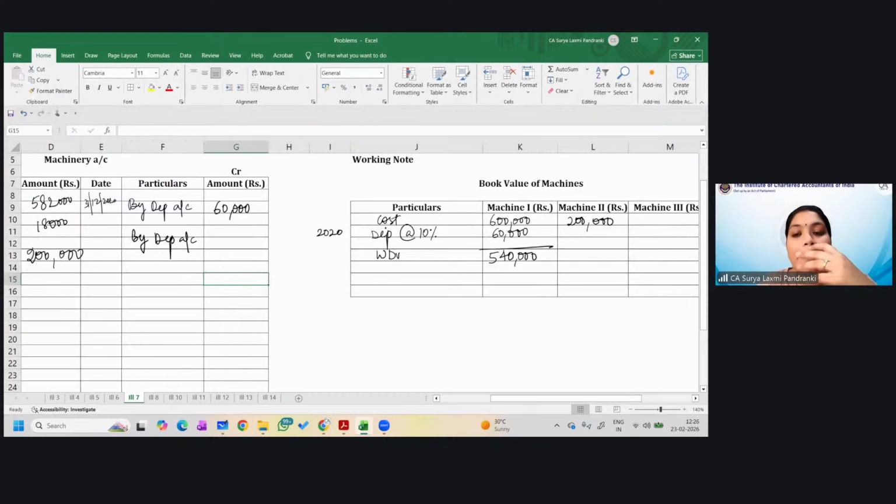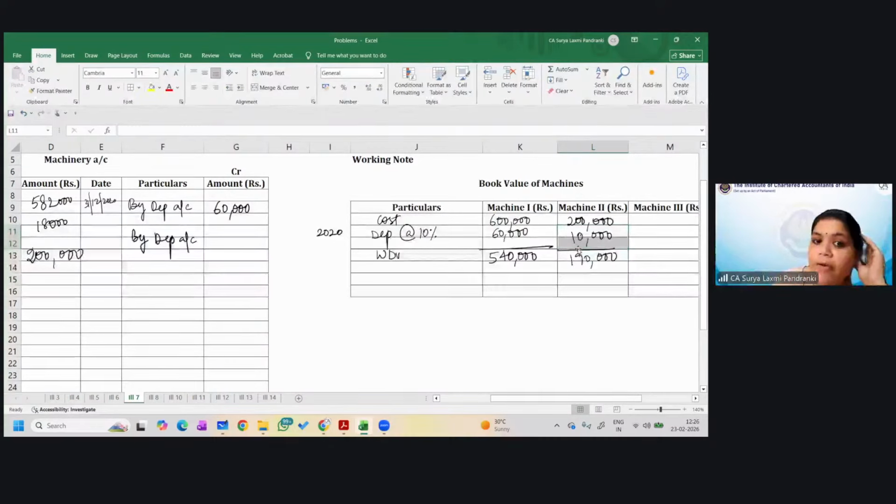But can you take the entire depreciation? You can't take it, because it was purchased in the middle of the year. You will only have to take it for 6 months, right? So how much will be the depreciation here? 2 lakh into 10% into 6 by 12, 10,000. Okay. So what is the carrying value? 1,90,000.